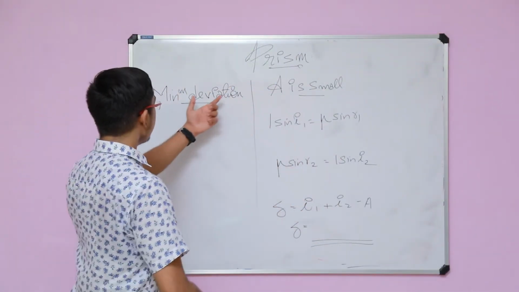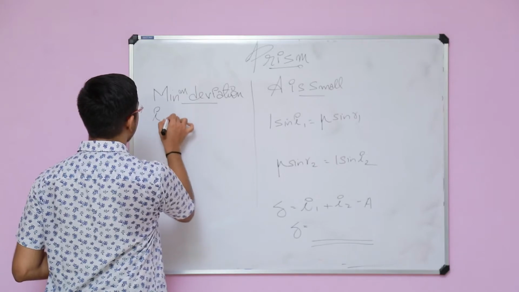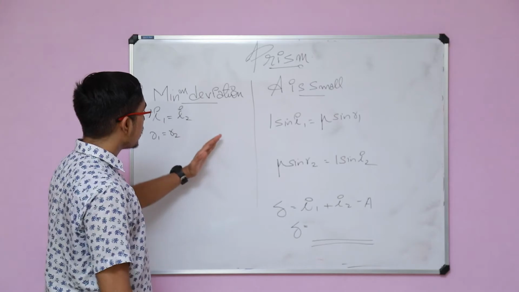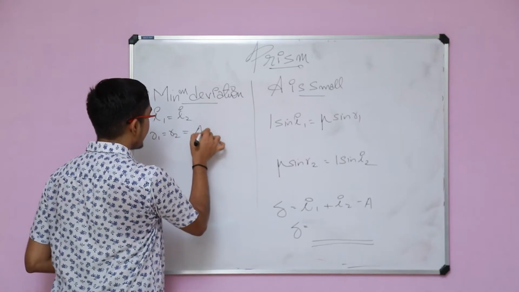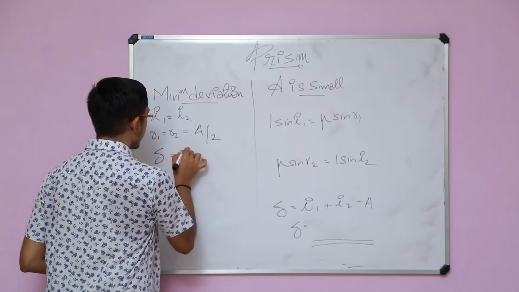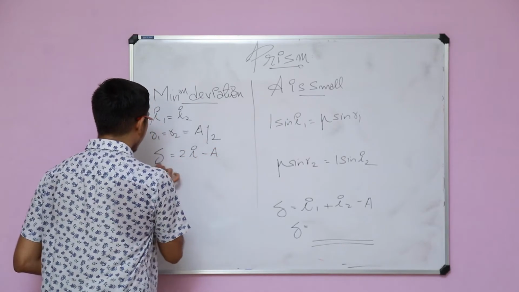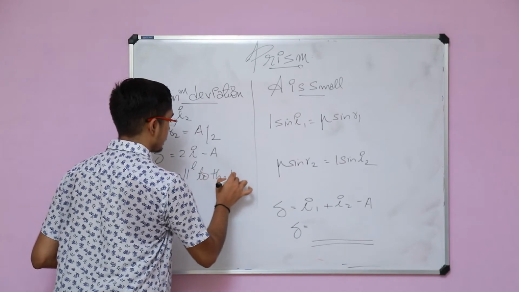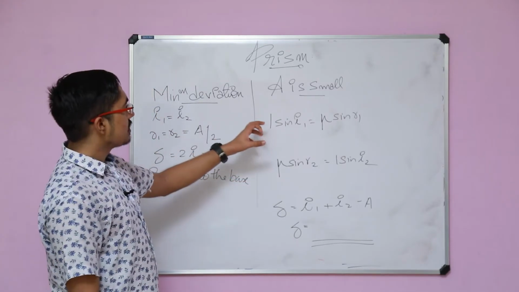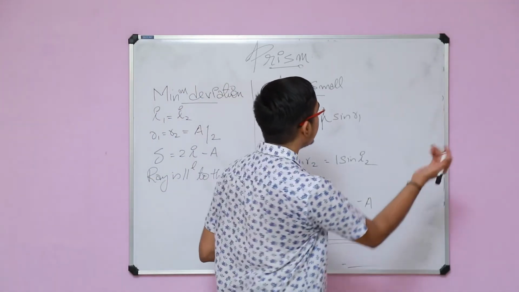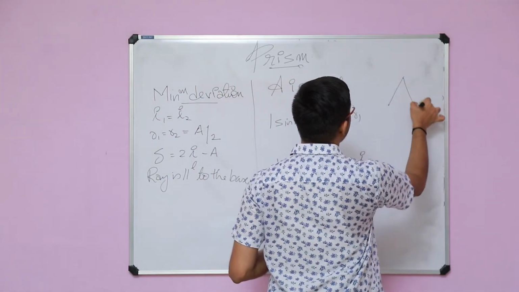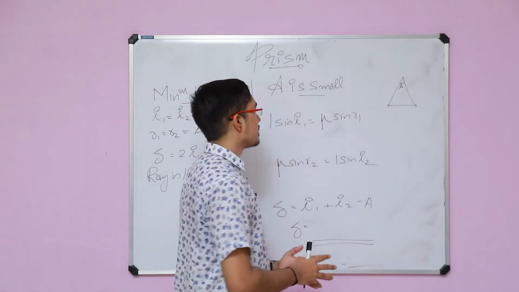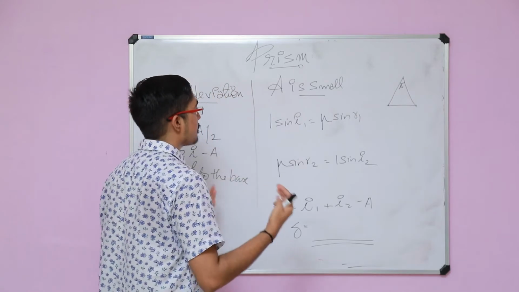Okay guys, so minimum deviation condition was I1 is equal to I2, R1 is equal to R2. Since R1 plus R2 is equal to the angle of prism, I will write this as A by 2, and delta is equal to 2I minus of A. Ray is parallel to the base, right? Now we will consider a very small prism. I mean to say that in that kind of a prism, the angle of prism is very small. Such a small prism, if you consider, then you will have to use some mathematical approximations.